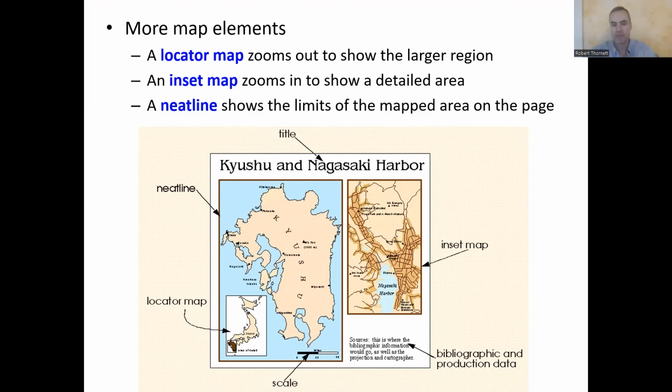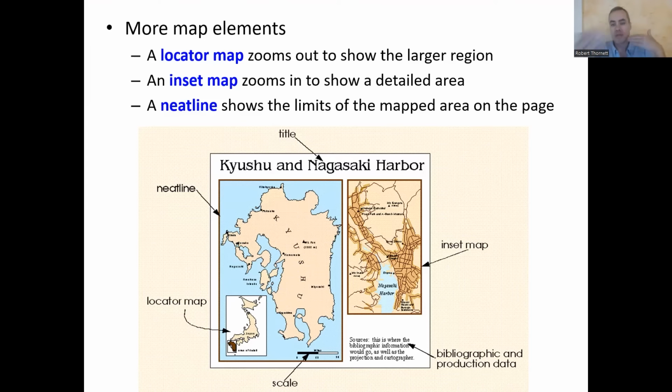So for example, the big map on the left says Kyushu, big island. But most people don't know where Kyushu is if you're not from that area. So well, where am I? And then you look at the bottom left, there's a locator map there that shows you, oh, Kyushu is at the bottom of Japan, very south end of Japan. Okay, now I know what we're talking about. So it's located Kyushu. It's a locator map.